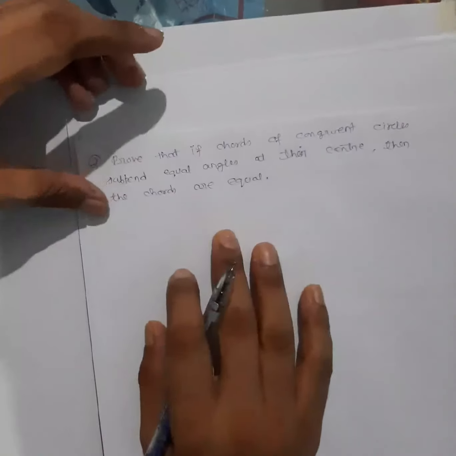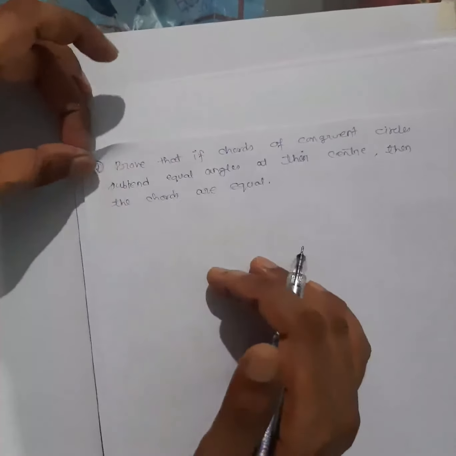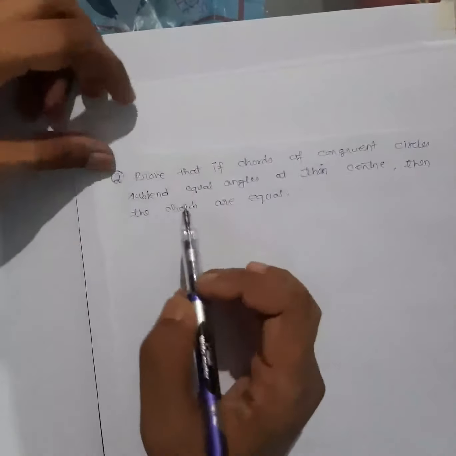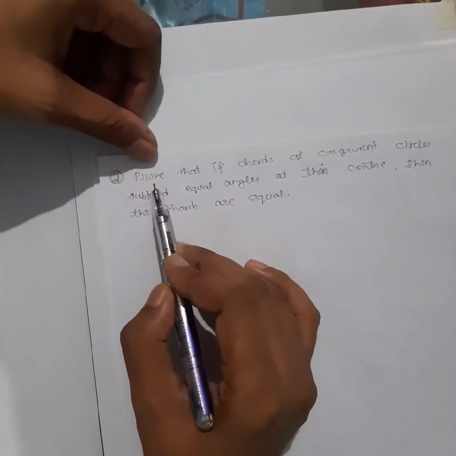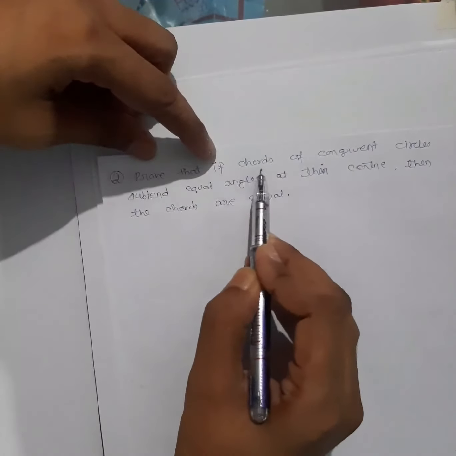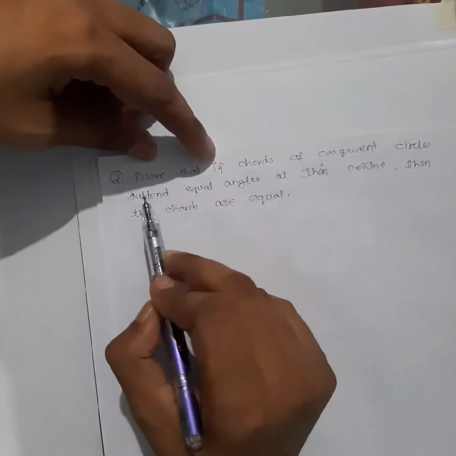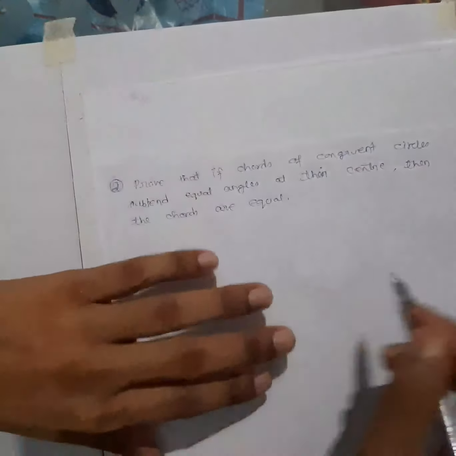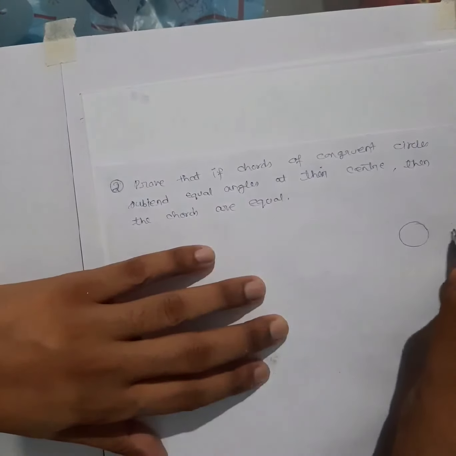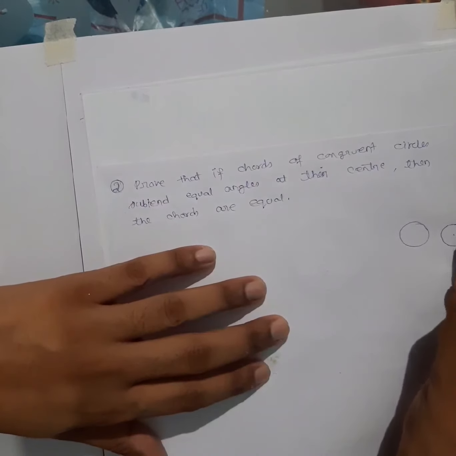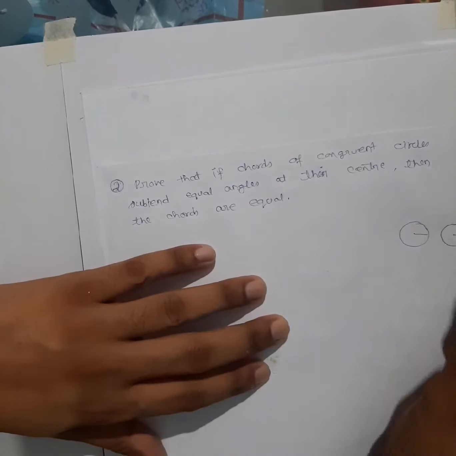Okay, students. So, from exercise 10.2, question number 2, I guess you can do yourself also, and most of you maybe have solved already, right? So, you can check this question. Very simple. Prove that if chords of congruent circles means there will be a circle whose radius will be same. Okay, congruent. I hope till now all of you have understood.